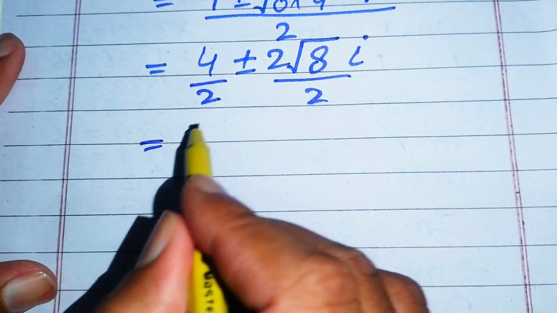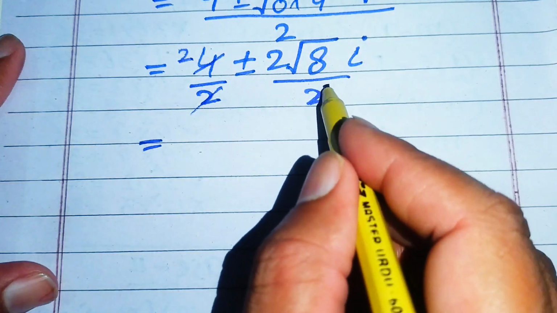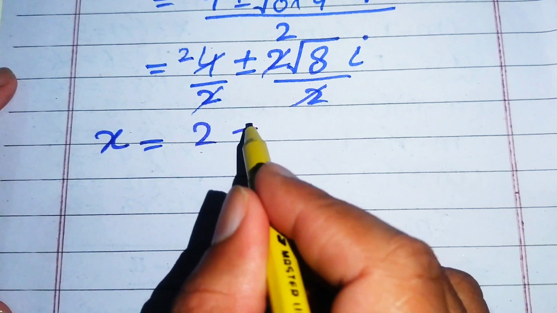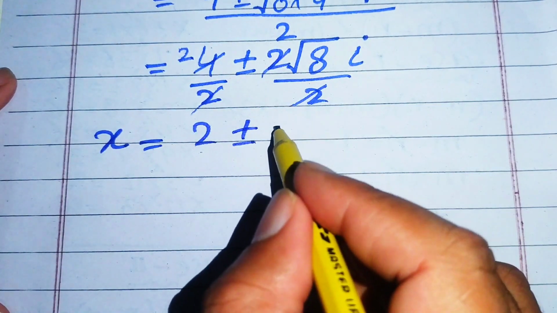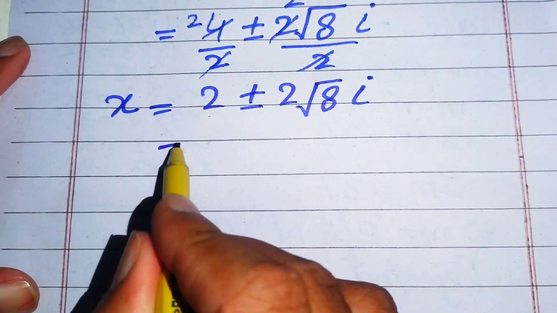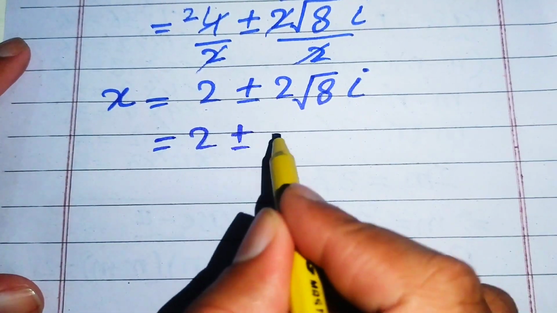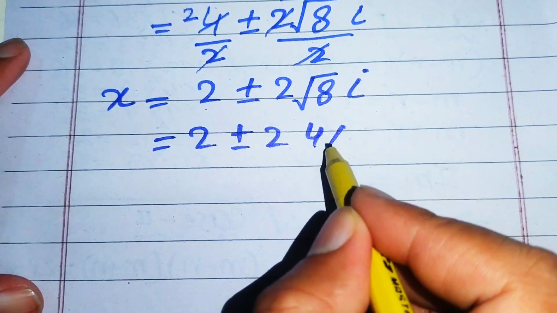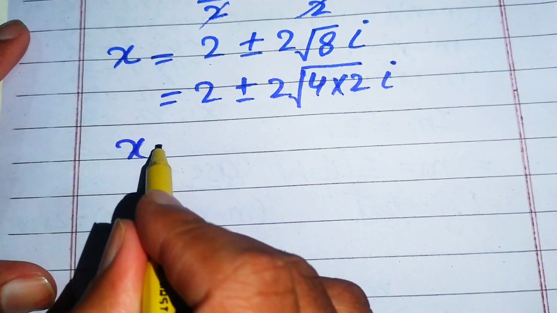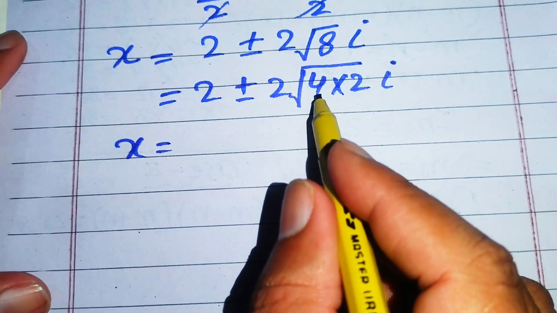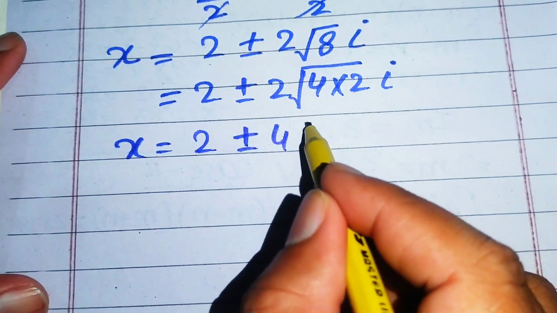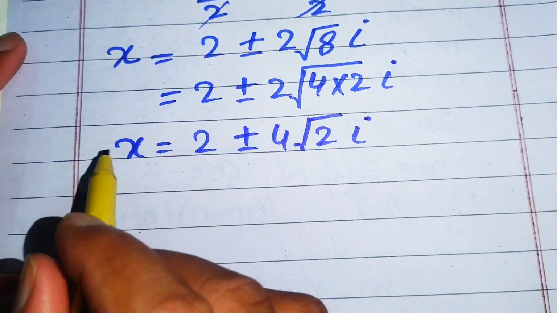So here we have 2 times 2 becomes 4, and this 2 is cancelled out by this 2, and finally we get our x equals to 2 plus minus 2 times square root of 8 into iota. So here we again break this 8 in this form. We write this 8 as 4 times 2 square root into iota. So here we see that the square root of 4 becomes 2, and this 2 is multiplied by this 2, and we get 4 times square root of 2 into iota.